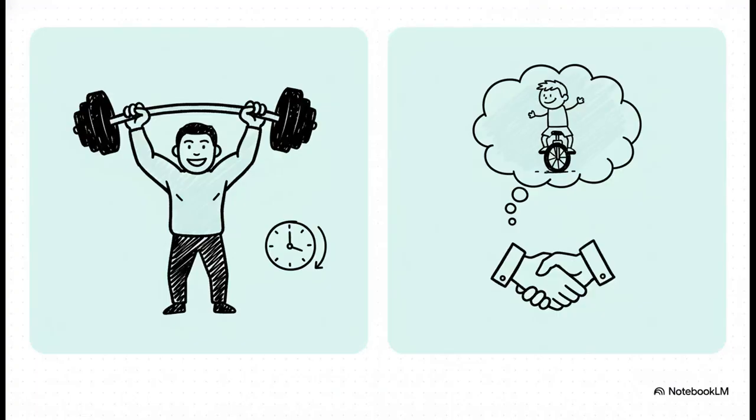So here's the main difference. Can is for right now, the present. Could is for the past, an ability you used to have. Oh, and here's a little tip. Could is also your secret weapon for making polite requests. It just sounds a little softer, a little nicer.